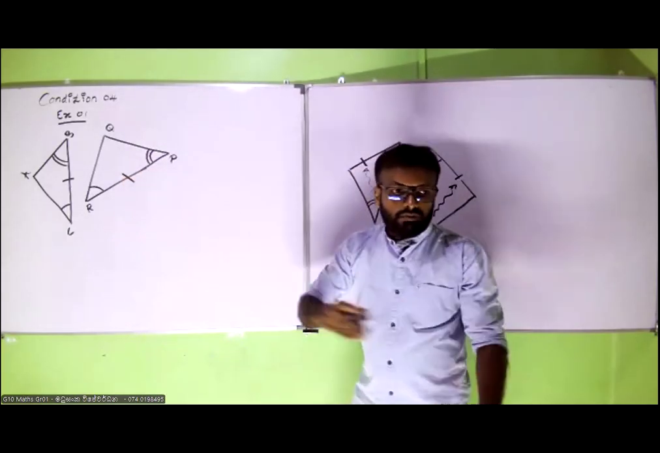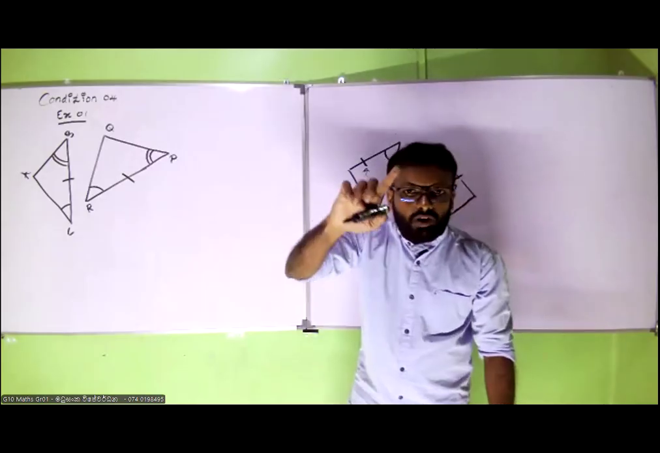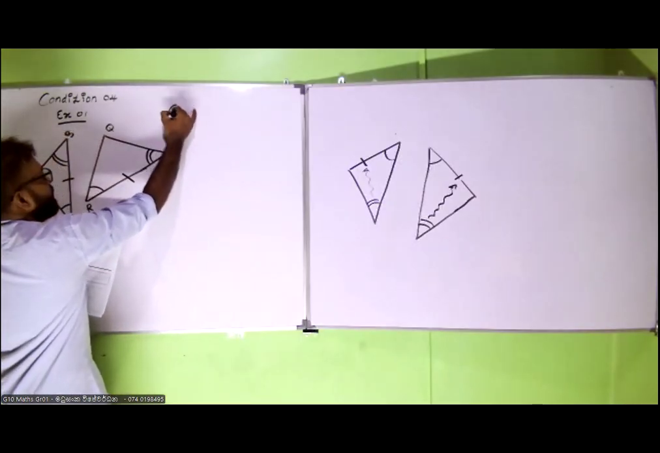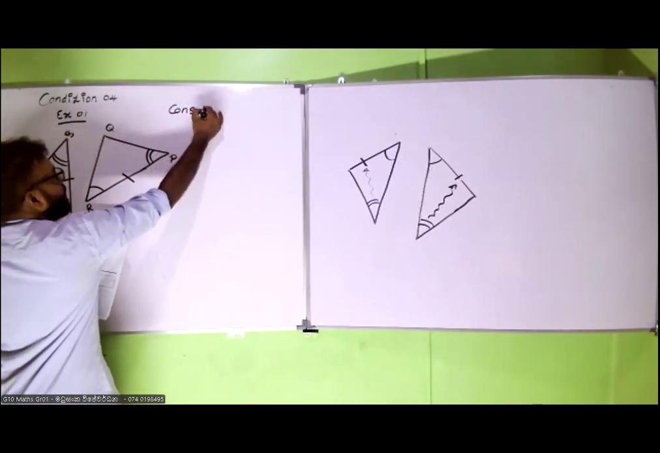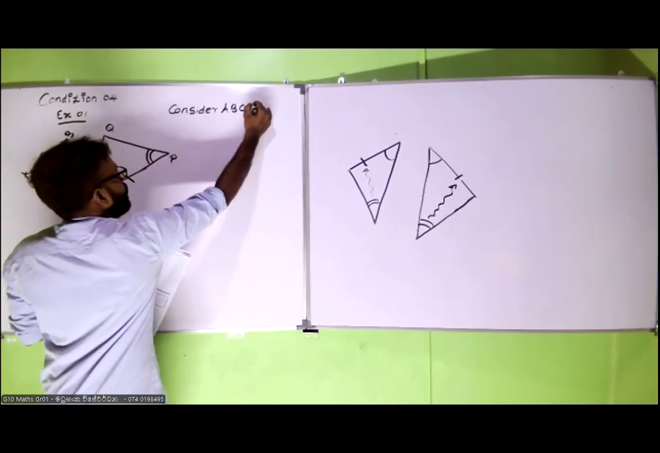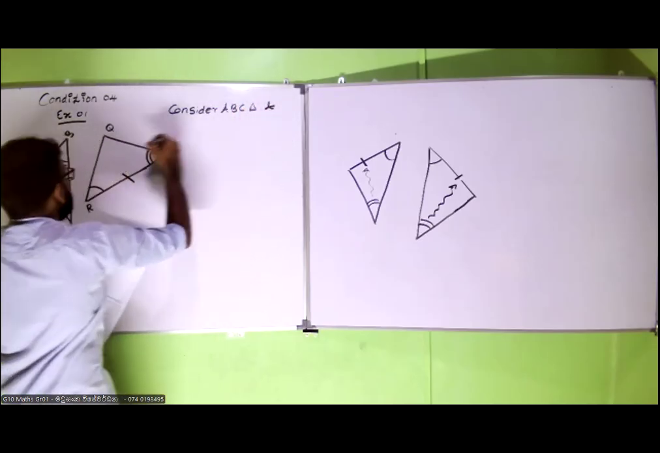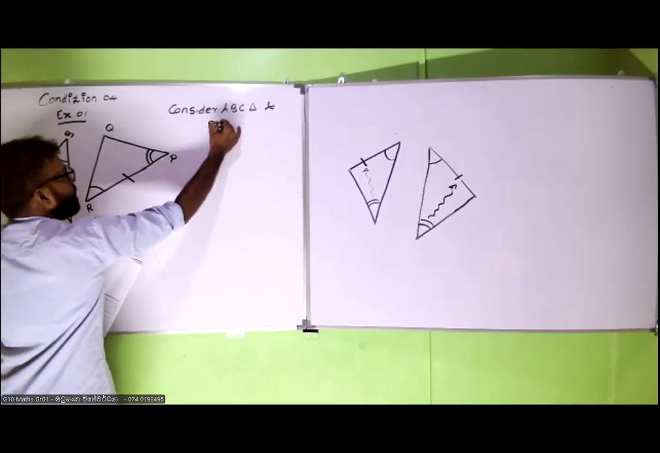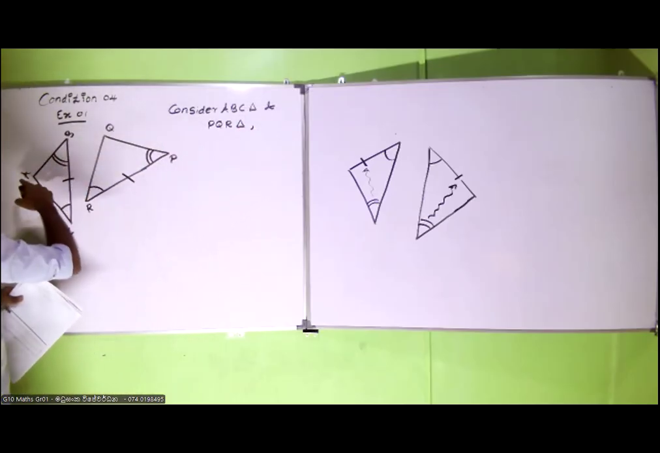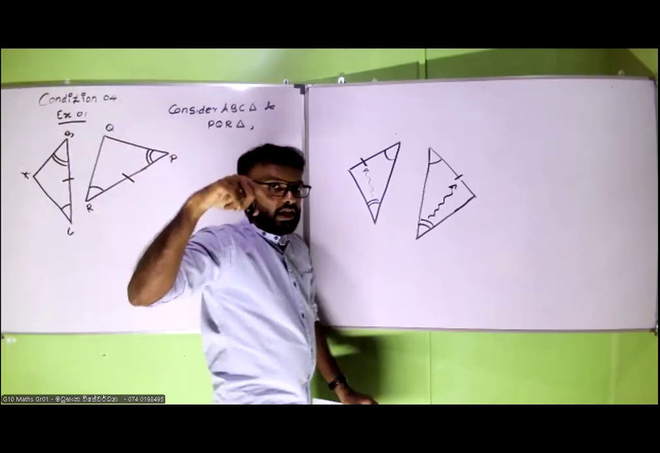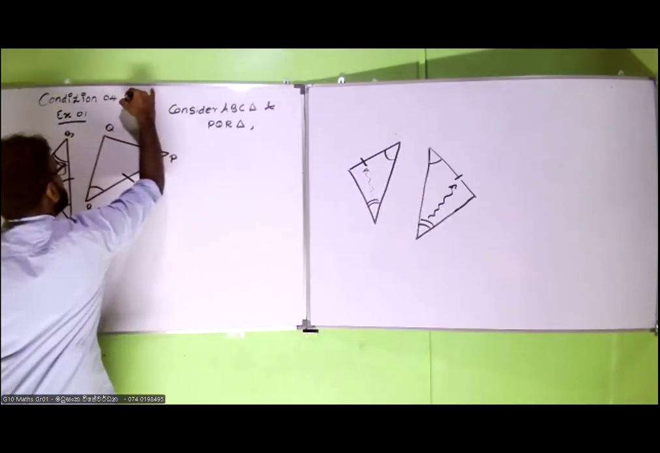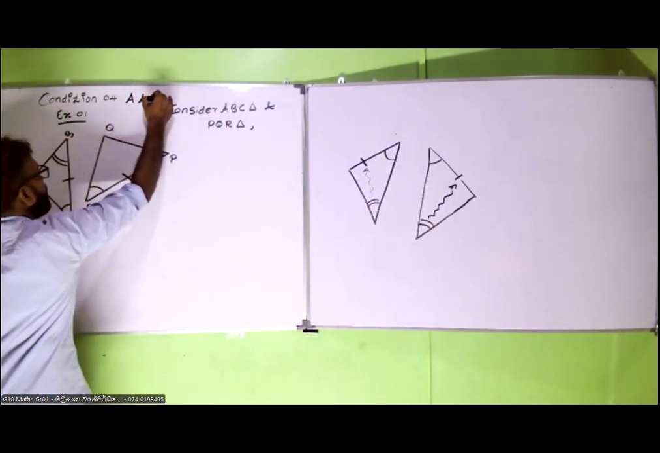Let's write this and wind up. Give me 1 minute. Consider, write with me, mathematically: consider triangle ABC and triangle PQR. In a concise manner, angle angle side, AAS.